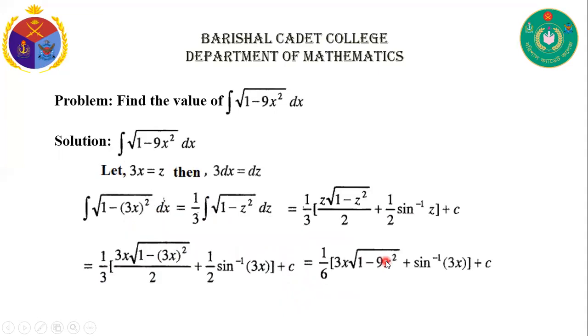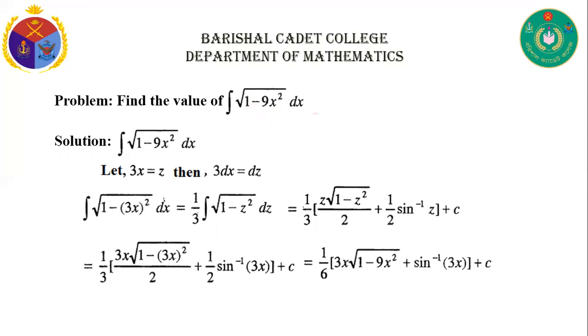Okay, now the next problem, actually the last problem. Find the value of the integration of 1 by square root of 1 minus 9x squared dx. Actually, we know the formula: the integration of square root of a square minus x squared dx is x square root of a square minus x square by 2 plus a square by 2 sine inverse x by a.